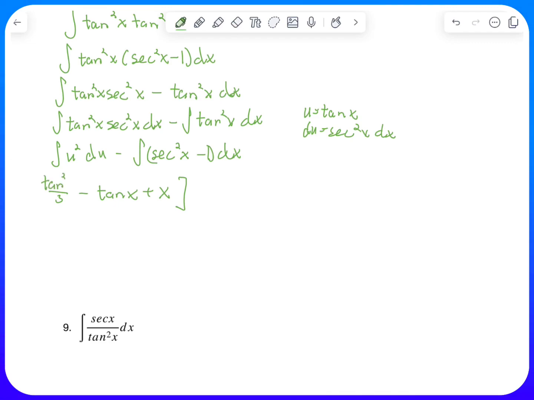plus c. Now let me go back to the original value here. So I have 1/3 tangent cubed of x minus tangent of x plus x. And now remember, we're going to evaluate this from 0 to pi over 4. So replacing pi over 4 in place of x, I get 1/3 minus tangent of pi over 4 is 1 plus pi over 4 minus, so we know the tangent of 0 degrees is 0. And so all our terms are 0 there. So combining like terms, I'm just left with pi over 4 minus 2/3.